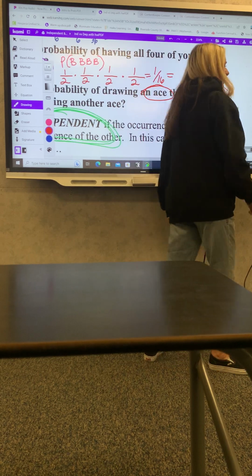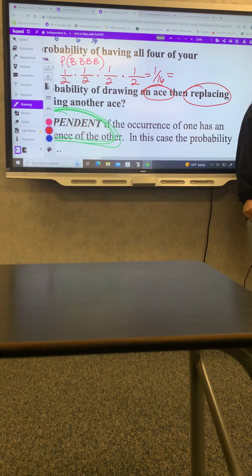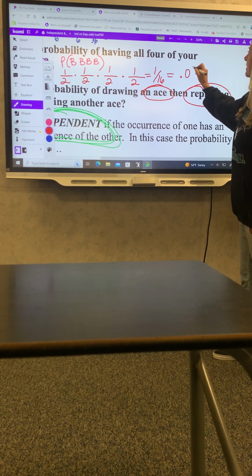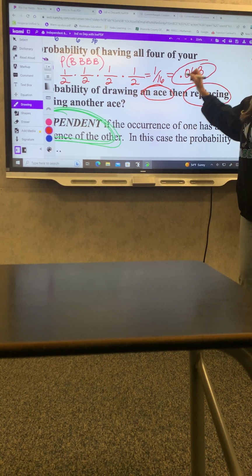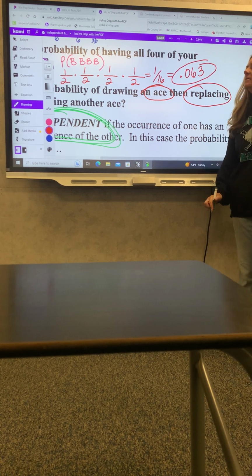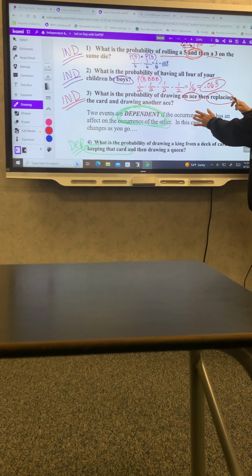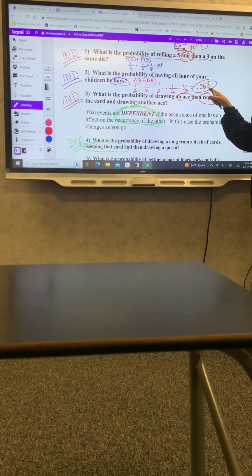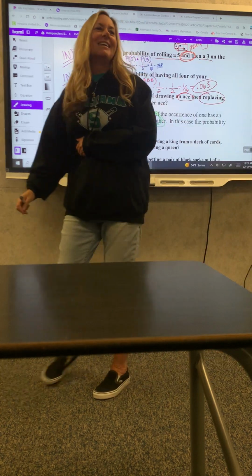So that is 1 out of 16. And when you do 1 divided by 16, 0.063. Is that right? So is that a high probability of getting all boys? No, it's not. If you move the decimal, it's 6%, right?